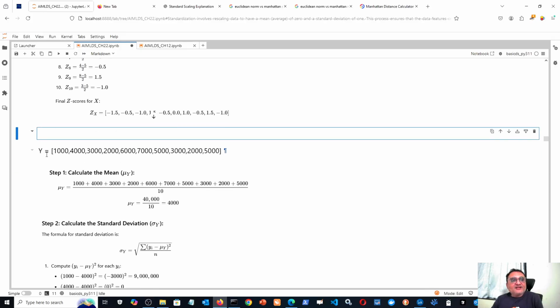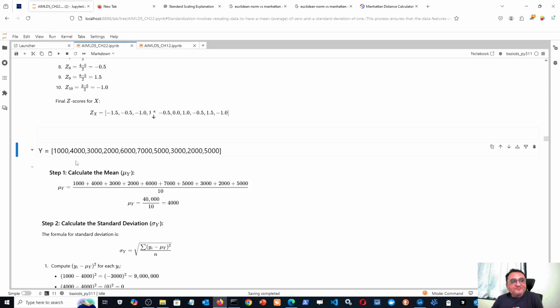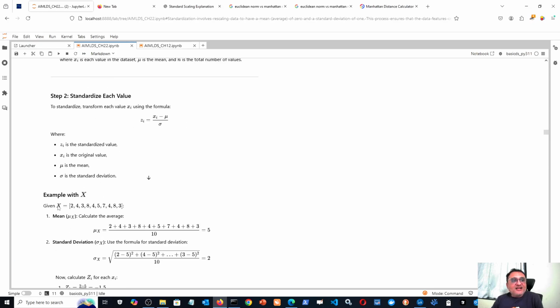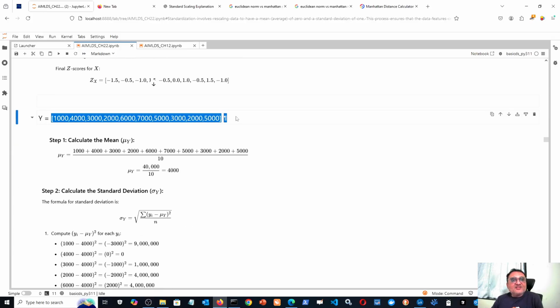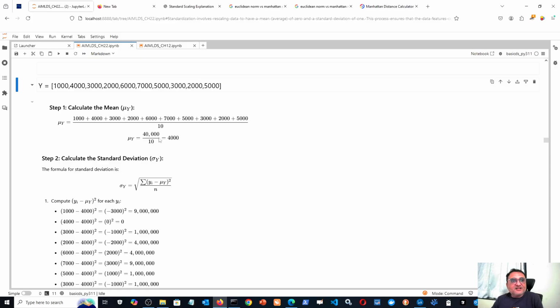Okay. Now similarly, this is column Y, the other column. Here I had taken small scale values like 2, 4. This time I am taking large values, okay, so 1000, 4000 and so on up to 5000. Again the method remains the same. First calculate the mean, the sum of all observations divided by the number of observations, 10. So 4000 is the mean.